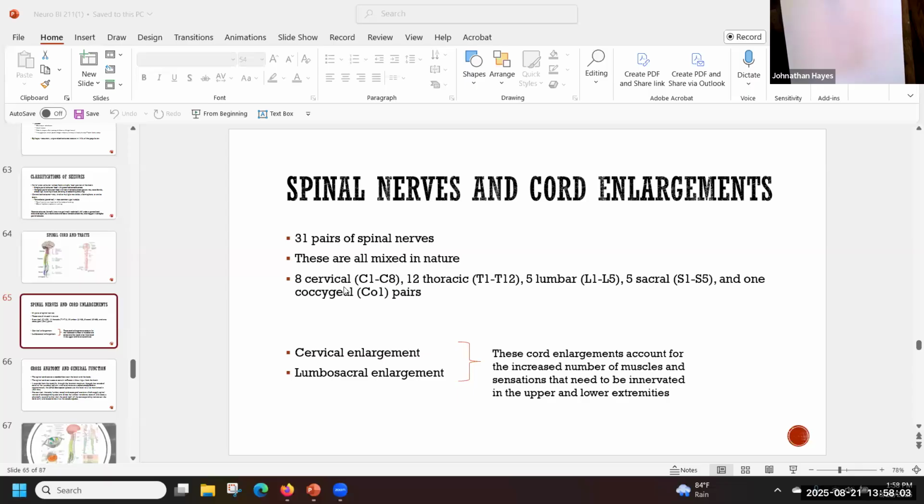But maybe that clears it up, because I know when we're in osteology, we're like, there's 7 cervical vertebrae, there's 12 thoracic, there's 5 lumbar vertebrae. But then when you got spinal nerves, there was always that one extra. That's why. So 31 pairs of spinal nerves, all of them are mixed in nature. They carry both sensory and motor information.